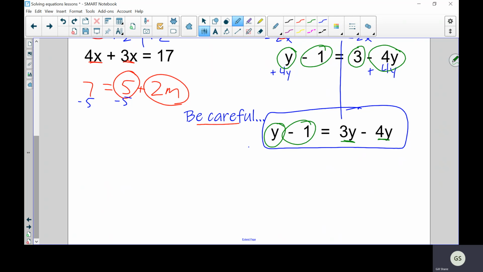Starts with an L. Like terms. So we are not ready to do anything underneath, but this is what I see all the time. I see this right here, plus 4y and then plus 4y right there. That's how people try to combine it.